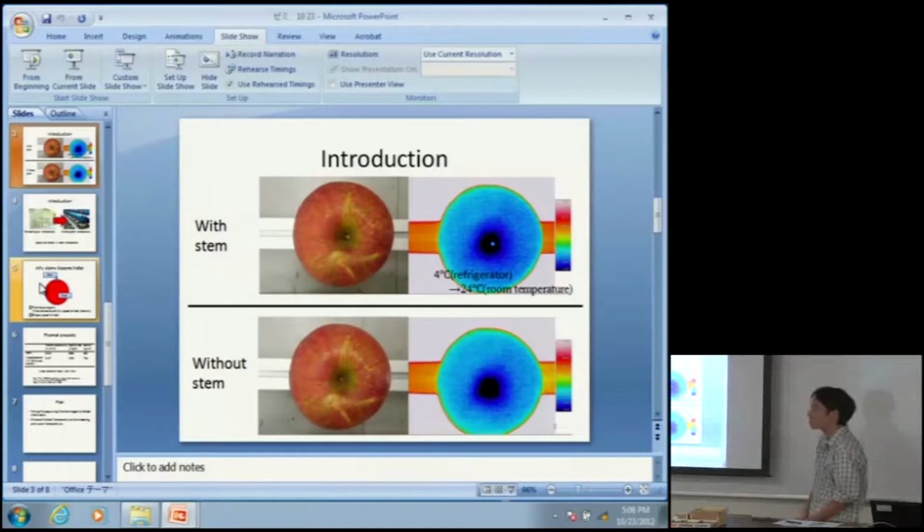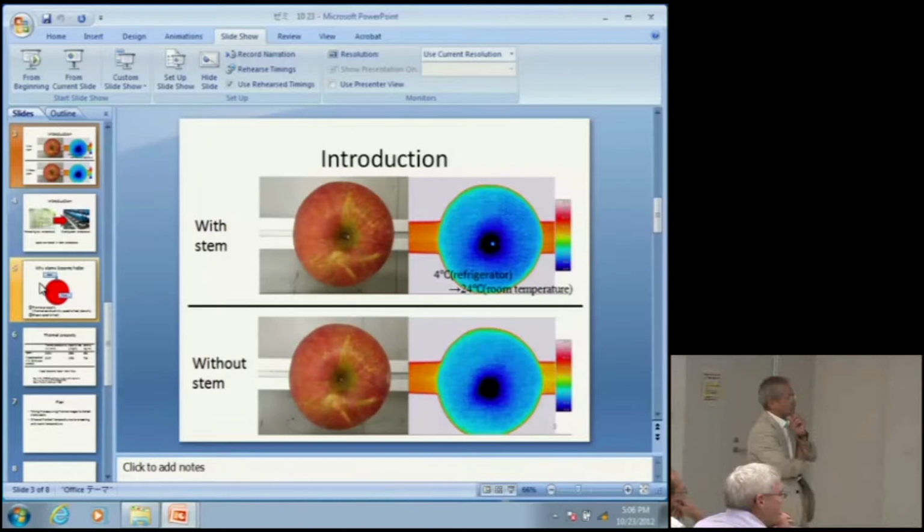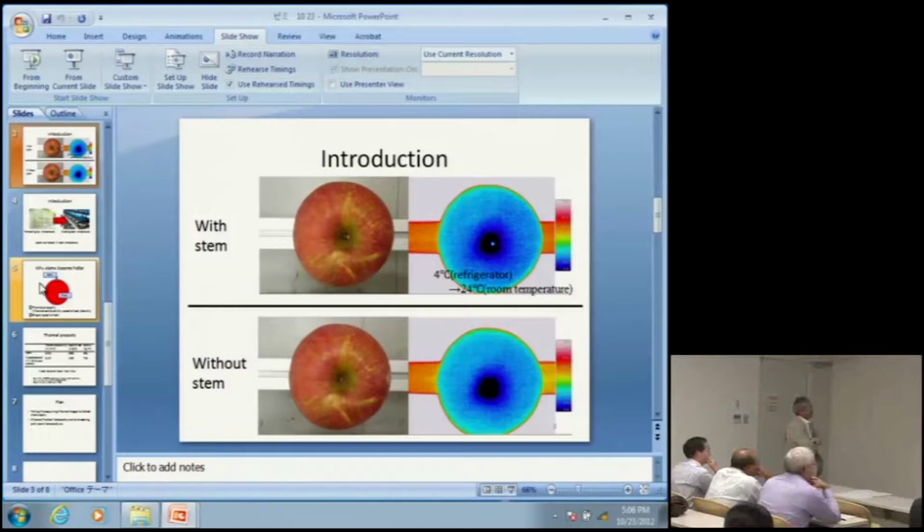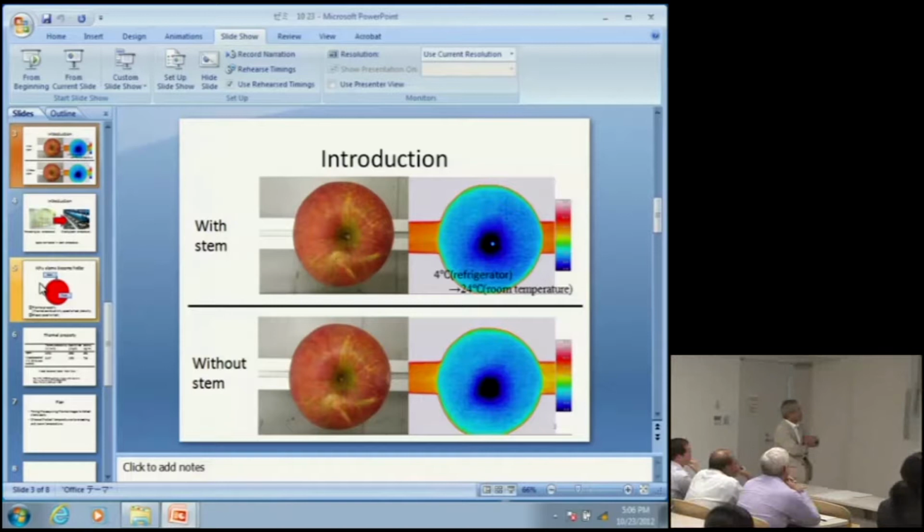How do you experiment with the stem and without stem? You always pull out. Yes. This is the same apple. Yes, the same apple. Why do we have here the no stem apple?